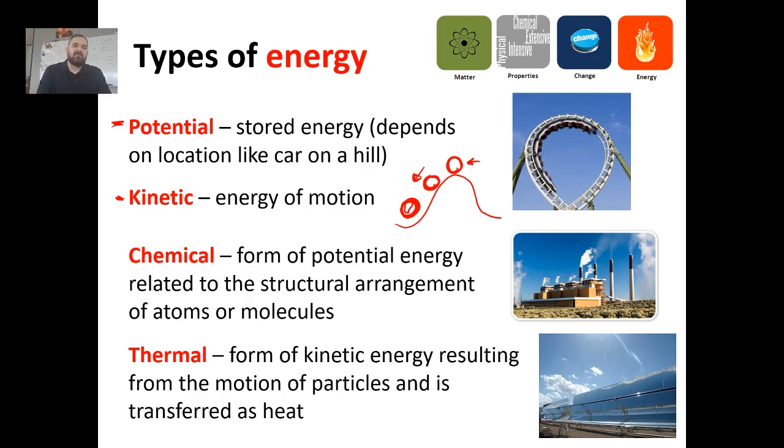The next type of energy is chemical energy. Chemical energy is a form of potential energy, so it falls under the potential category. It's related to the structural arrangement of atoms or molecules. An example is propane. Propane is C3H8, and when you burn propane, you're releasing the energy from those chemical bonds. But different chemicals have different potential energies.